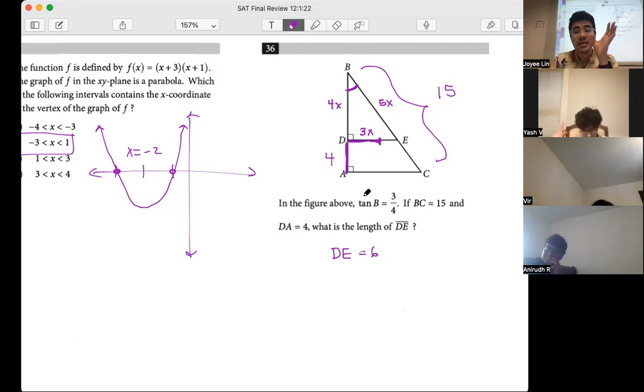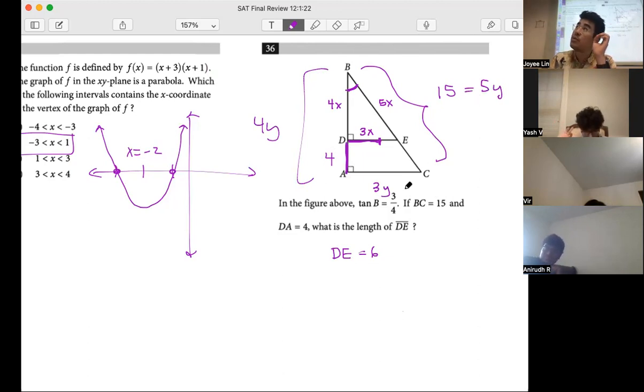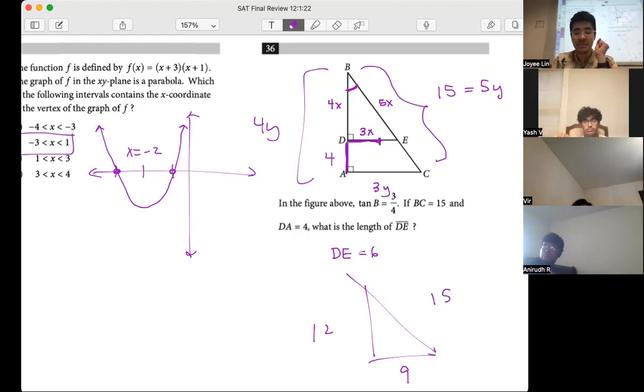Okay. So then same thing for the big triangle, right? This would be 3y, this would be 4y, right? And this would be 5y. So we actually know the sides of the big triangle, right? So this is 15. This would be, what was that, 9, right? So AC would be 9. And then AB would be 12, right? It's 9, 12, 15.